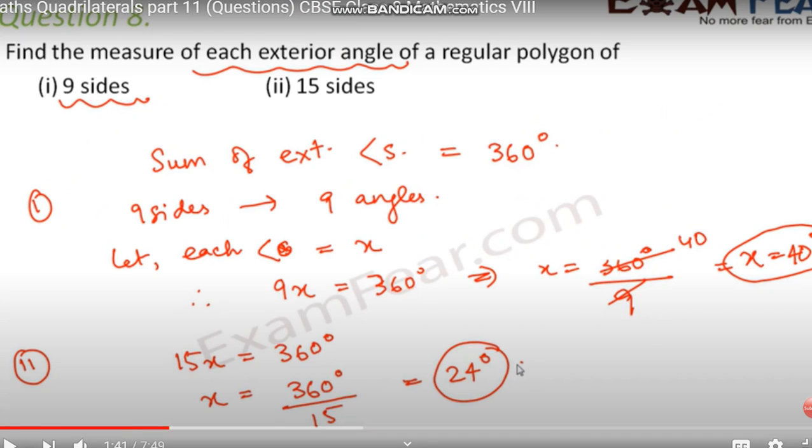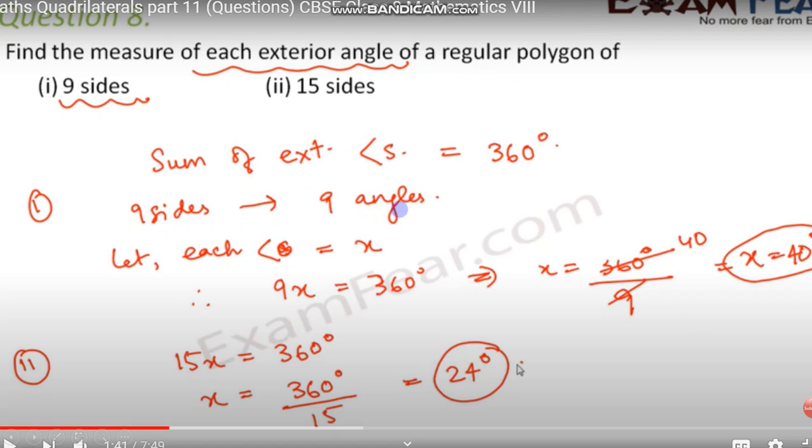Next, find the measure of each interior angle of a regular polygon. A regular polygon means a polygon which has all sides and all angles equal. The first one has 9 sides, the second has 15 sides. Now we know that the sum of exterior angles is equal to 360 degrees. We already proved this in the theorem. First one, 9 sides means 9 angles, because it's a regular polygon. If the sides are the same, the angles are also the same.